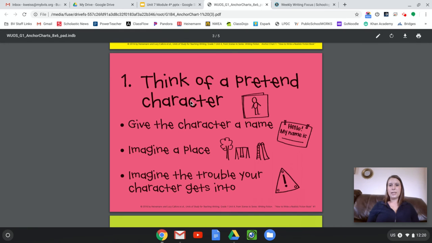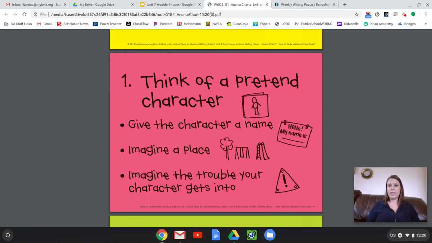So it says think of a pretend character. So your first job is to think of the character. You're going to give your character a name. You can imagine a place and imagine the trouble your character gets into. If you don't plan all of this out, your story might be confusing or you might not know what you're going to write next. So it's best to think of all of these things before you start.